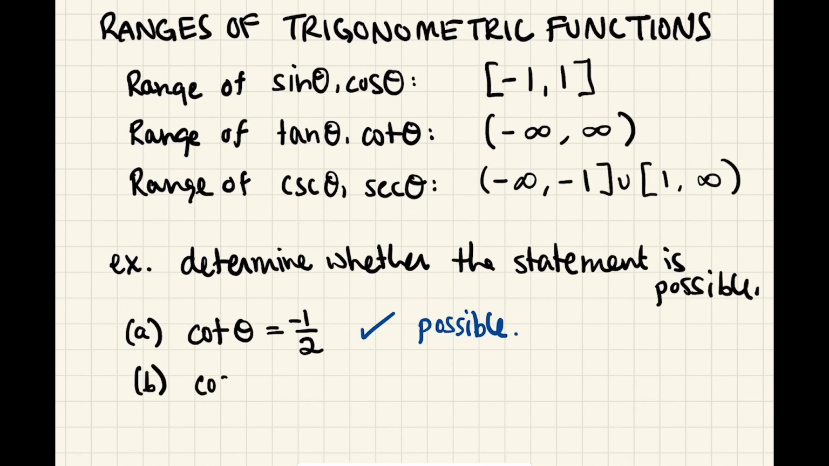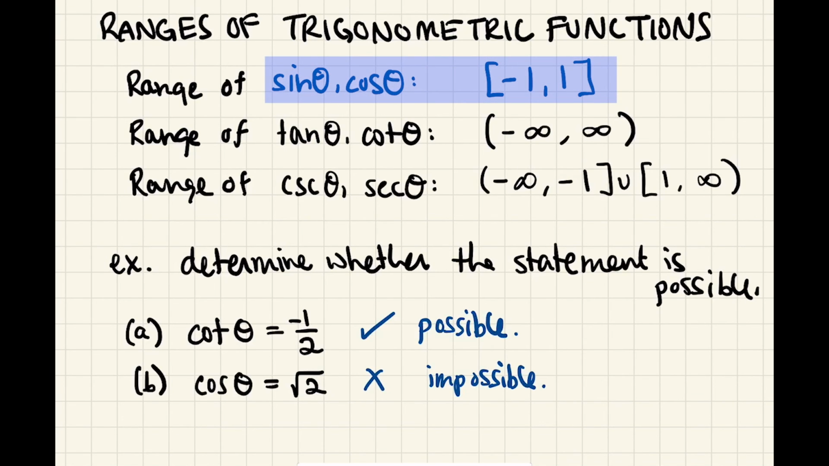All right, now somebody comes along and says, I'm thinking of an angle whose cosine value is the square root of 2. Well, that's impossible. The square root of 2 is about 1.4. And 1.4 is outside the range of -1 to 1. So there is no such angle, not in the real numbers.